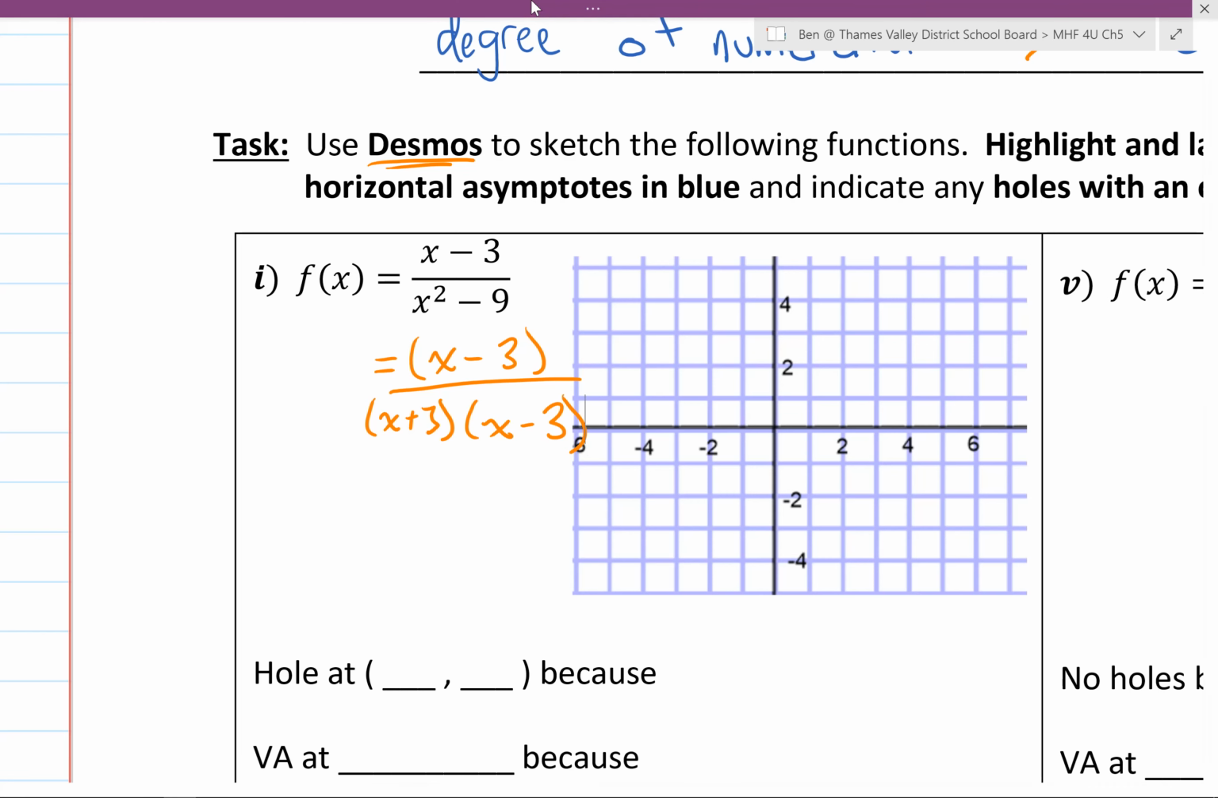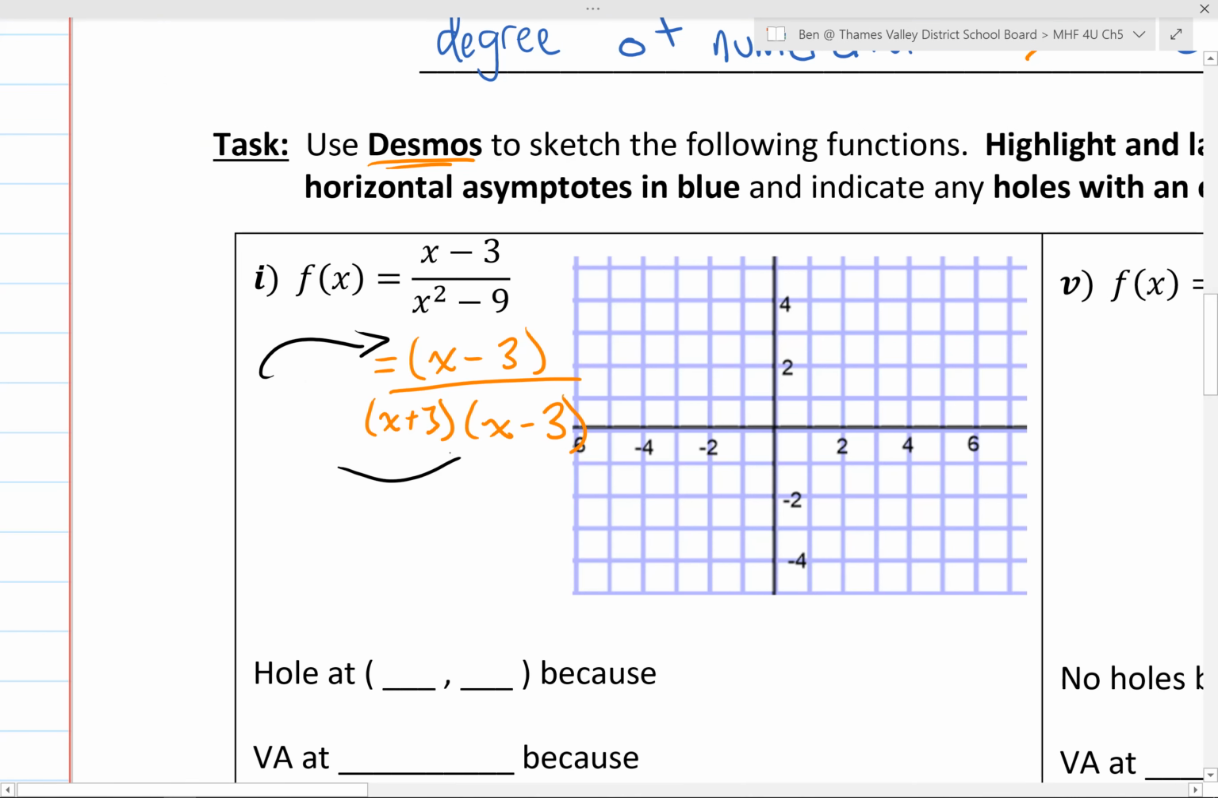Okay, so I can see right away I have a hole here. I'm going to be a little bit less picky than this. I apologize for changing your notation, but we're just going to write the x value. So there's a hole at x equals 3. That's the root of the common factor, because x minus 3 is a common factor. We can use a little bit of shorthand here.